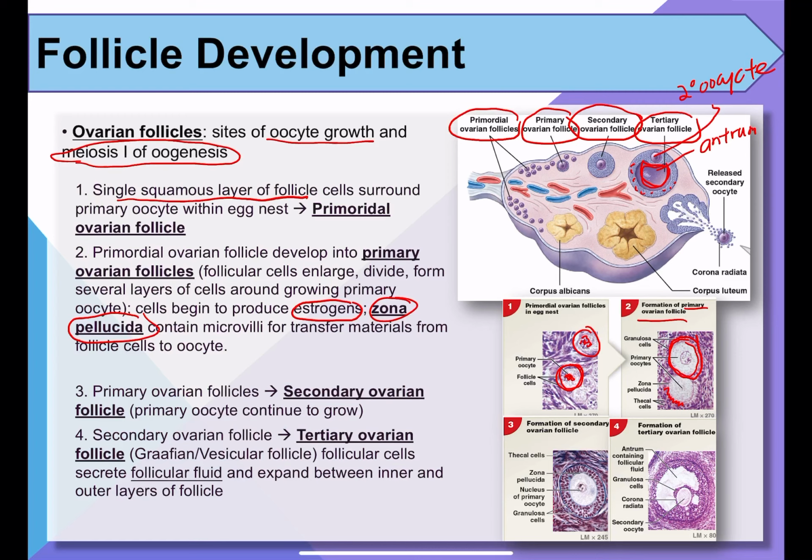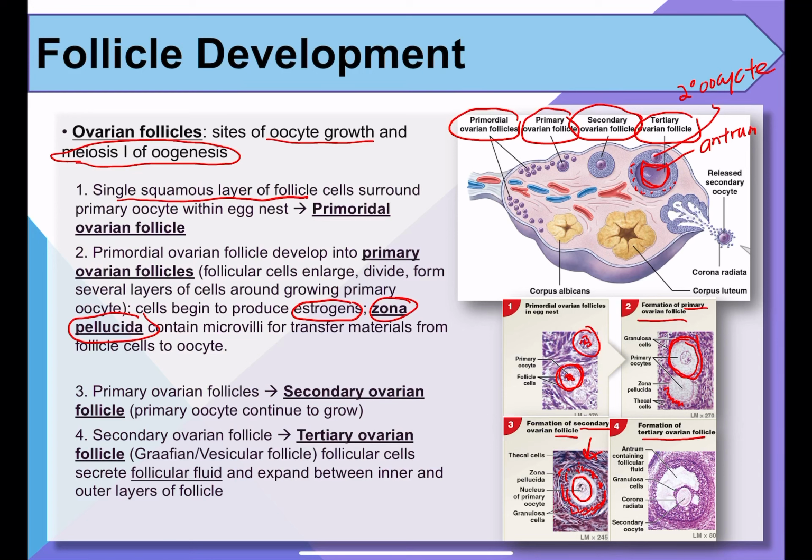Now, what happens with students is that they will easily mistake the secondary follicle with secondary oocyte. Secondary follicle is this, where you have the primary oocyte still within it. There's about two or three layers of follicular cells around it. It looks a little bigger.